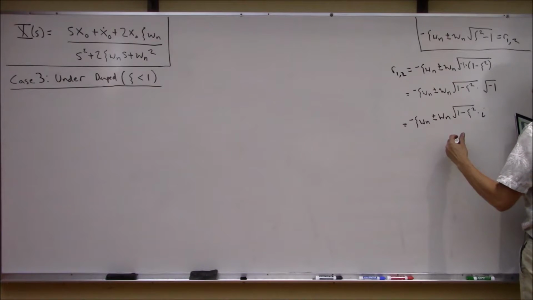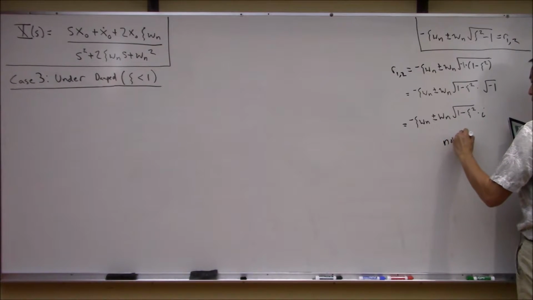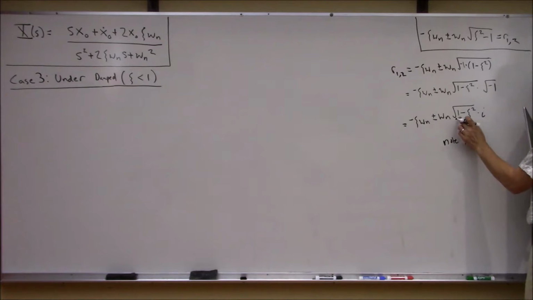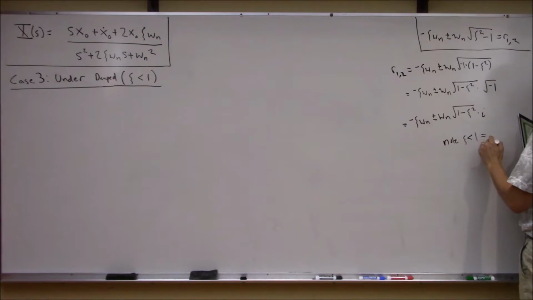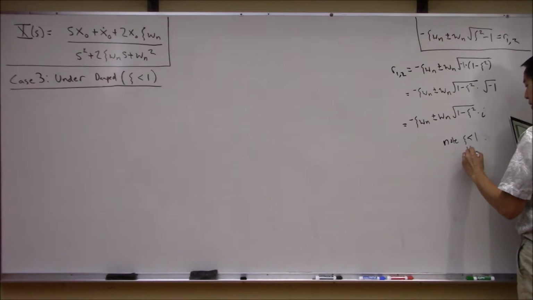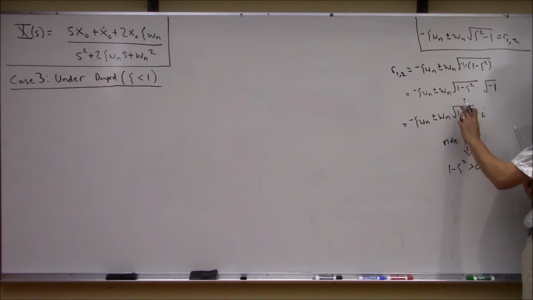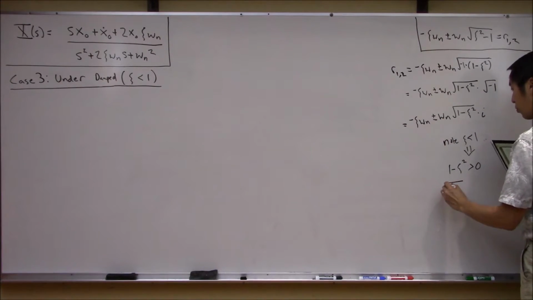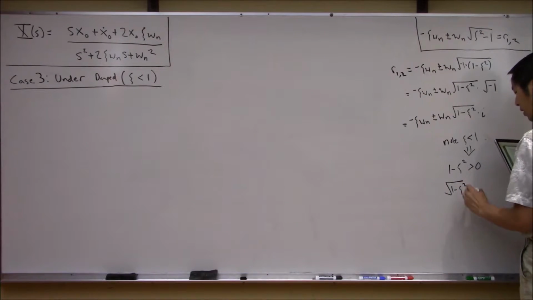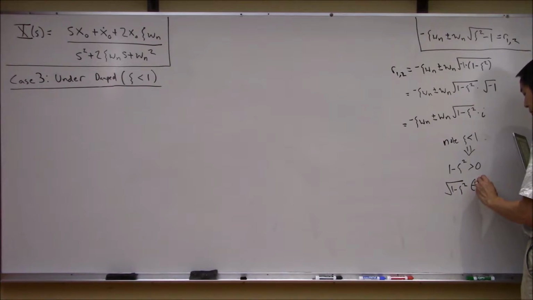Now, let's make a note here that zeta is less than 1. So 1 minus zeta squared: we know zeta is less than 1, so I square it, I get something less than 1. So 1 minus this whole thing, this term is positive. Therefore this term, the square root of 1 minus zeta squared, is a real number, right? It's not an imaginary number, it's a real number.